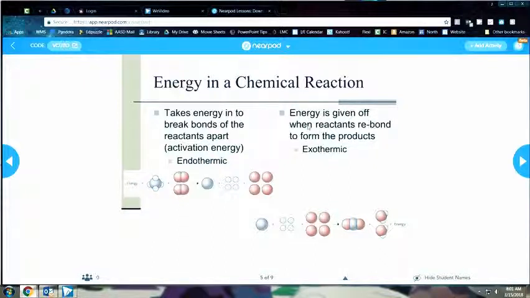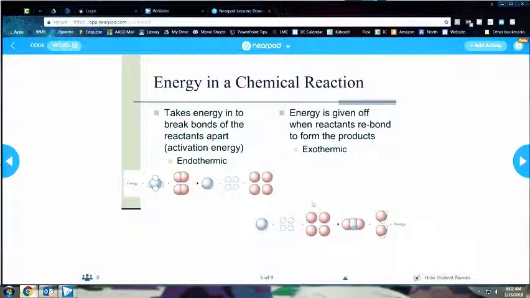Then what happens in a chemical change is those atoms rebond and form some new bonds, and in that process, they give off energy. So when we have these separate atoms all coming together to form new molecules, that's an exothermic process because energy is being given off. And so in every single chemical change, you have energy added in to break the bonds apart of the reactants, and energy is given off when the new products are forming. So every single reaction is like that.